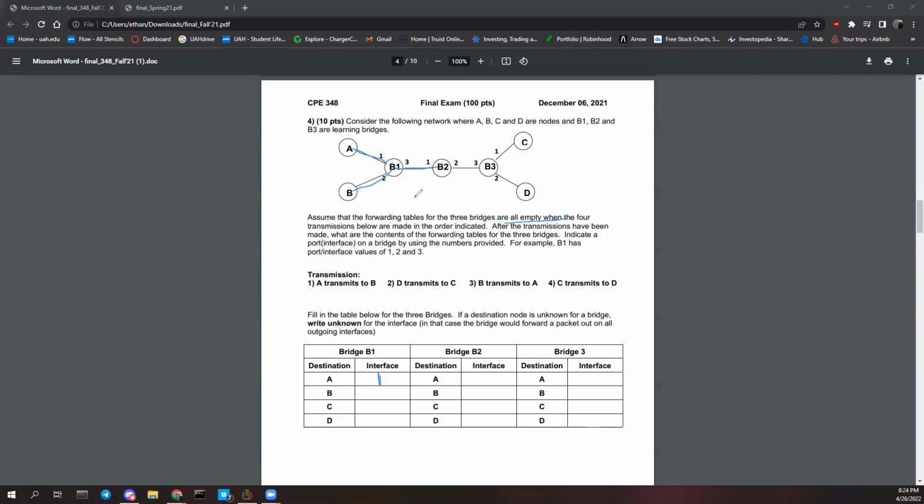Yeah, B2 has received a packet that needs to be sent to B, but it doesn't know where B is, so it sends it on. So you say it goes this way? Yeah. Anyone else have comments for this portion?